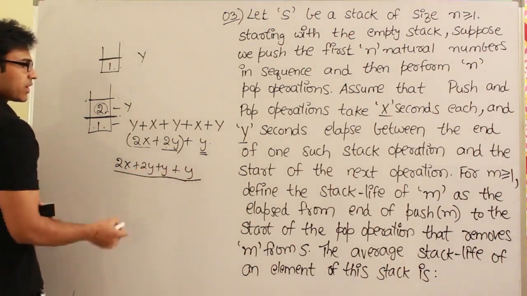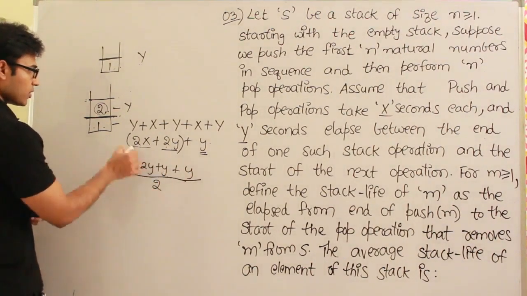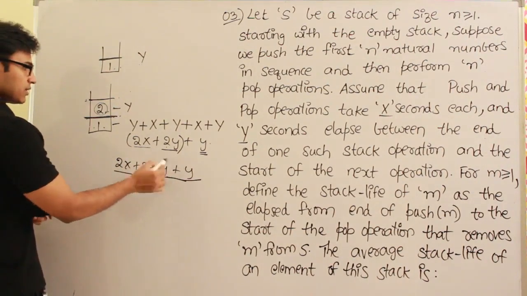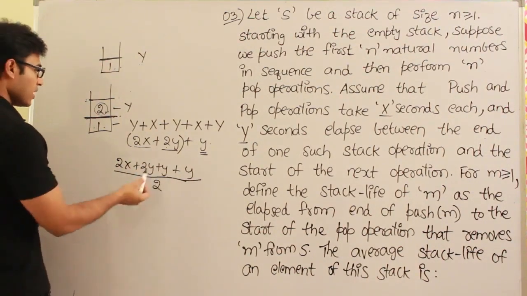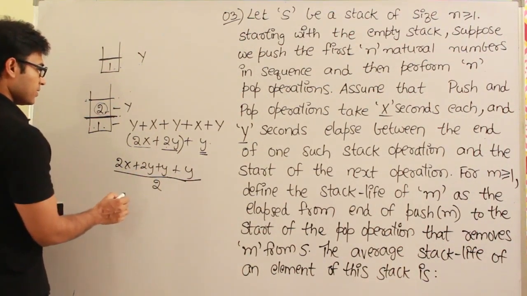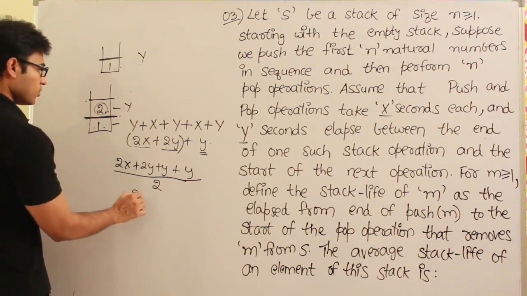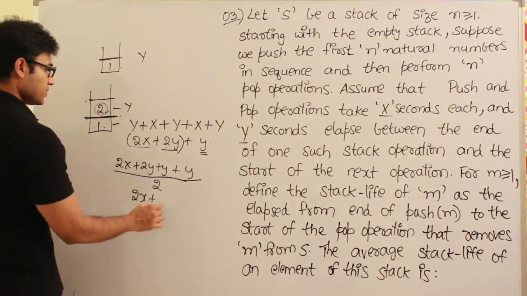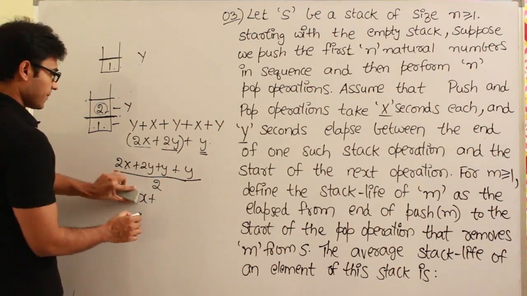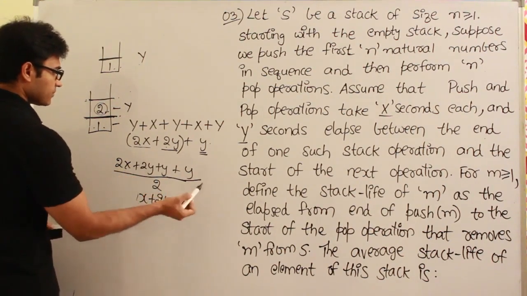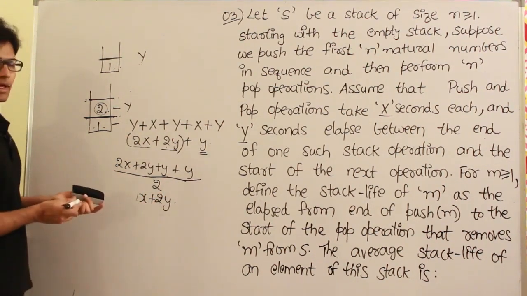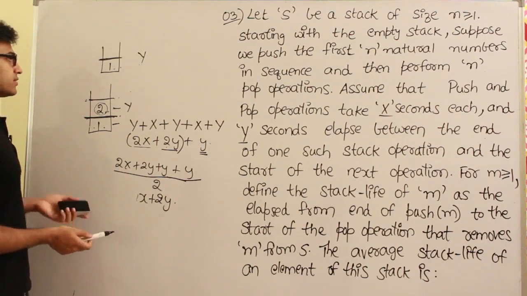Now they are asking about the average. The average means you divide by 2, because these are the two lifetimes, isn't it? So two elements, therefore you divide by 2. Then how much do you get? I think you are going to get x plus 2y, isn't it? x plus 2y. Now let's do the same kind of analysis for three elements.